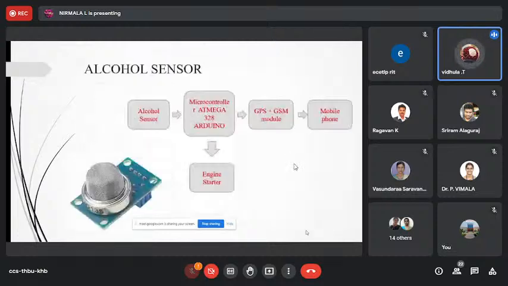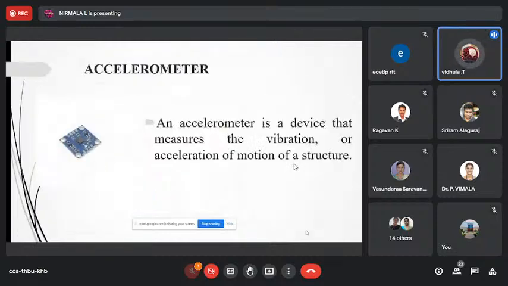Accelerometer. An accelerometer is a device that measures the vibration or acceleration of motion of a structure. An accelerometer-based alcohol drinking alert device will be able to communicate with the user's mobile phone. In the mobile phone, we can check the person's status, which is based on the accelerometer reading. We can tell whether the person is standing, walking, or drunk based on this reading.